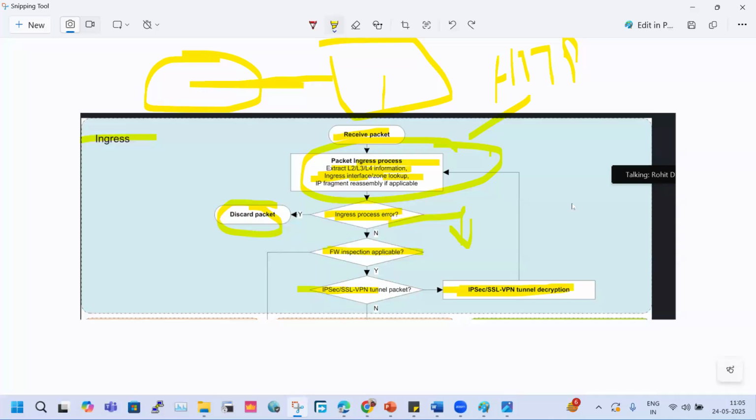Don't worry, we will discuss all those topics in detail: how the IPsec policy will be created, how we can handle the SSL traffic, and how we will create the IPsec tunnel between the firewalls. Here we are just trying to build our basic concept about firewalling and how the traffic is being handled by the firewall. Just try to understand the logic here.